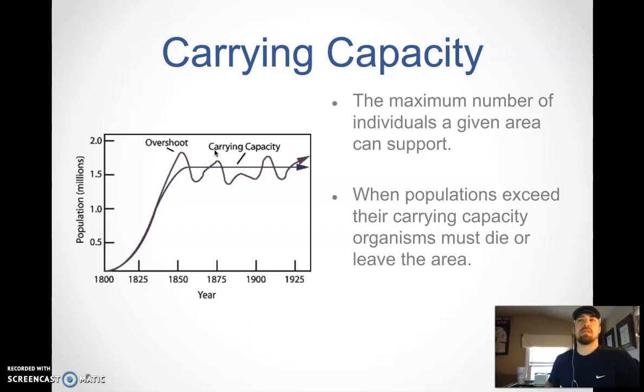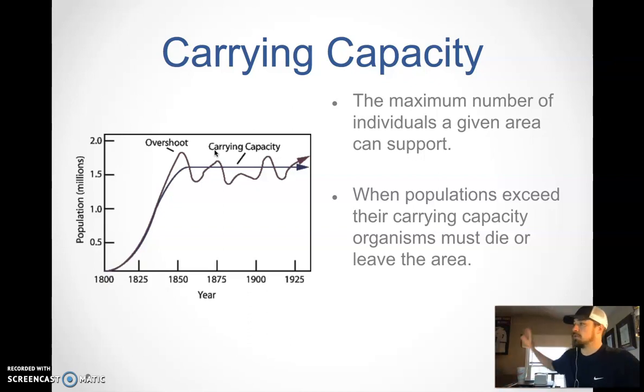Think of this as when you go to a restaurant, right? And on the door at the restaurant, there's always a sign and it says capacity, and it has a number. That is the number of people that can fit in that restaurant safely. Carrying capacity is the same thing in the natural world, where it's the maximum number of individuals that an area can support based on the resources available.